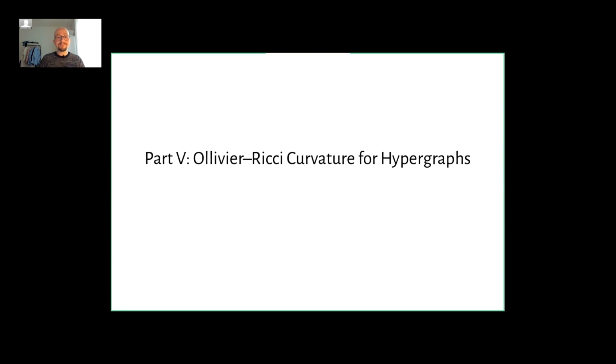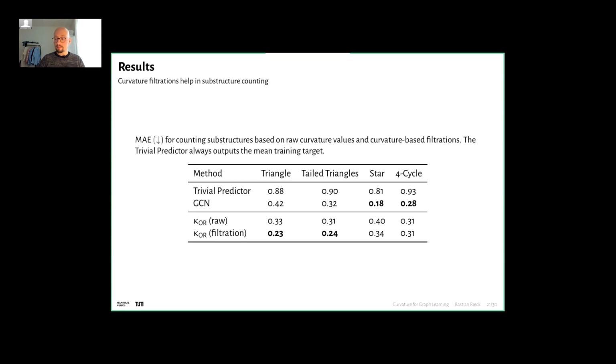Just one question. In the previous slide, that table that you have right there. How do you use the filtration to count triangles and tailed triangles and all this stuff?